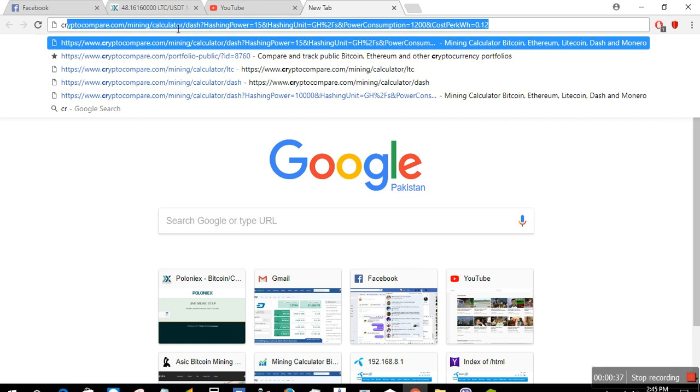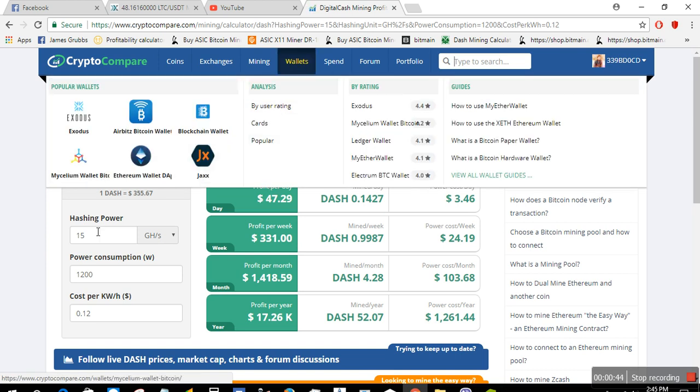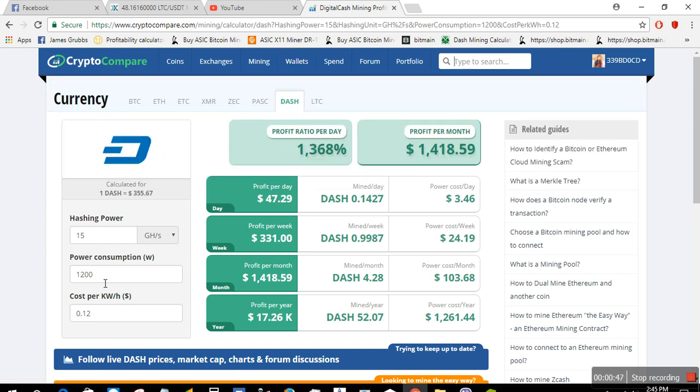If we go to cryptocompare.com and check out the profitability of Dash mining, it's 15 gigahertz, 1200 watt, and in the area where I live, it's like 0.01 per kilowatt. So the profitability is now $1513. But it's going to decrease a ton when the November batch reaches, and I'll tell you why. It's going to go down and down because there are tons of other ASIC miners which have higher speed, and they will be arriving in late November. So let's go into the details.